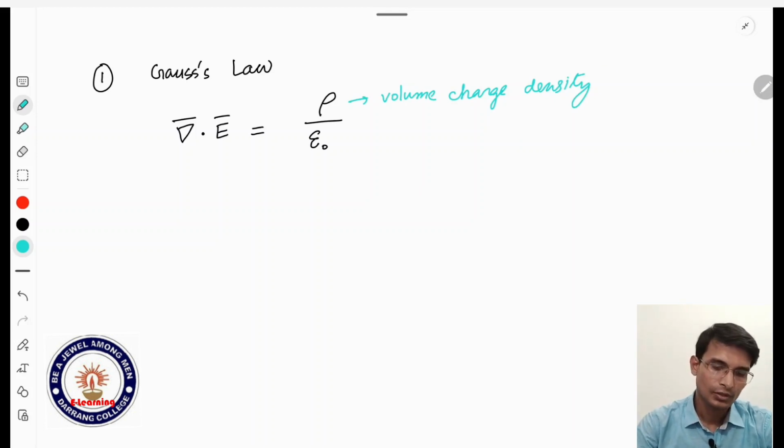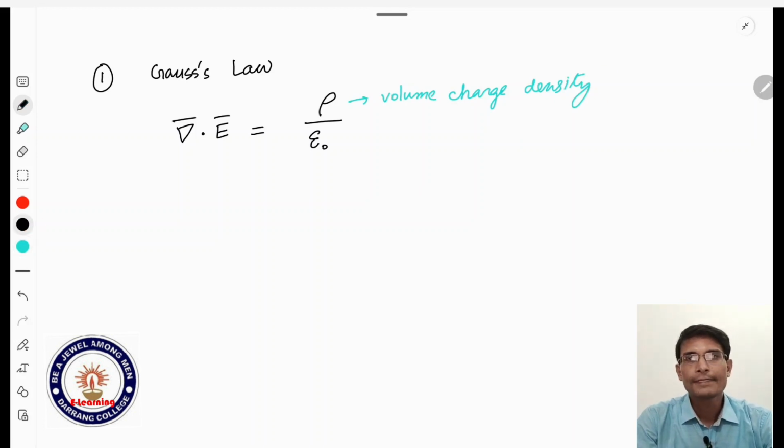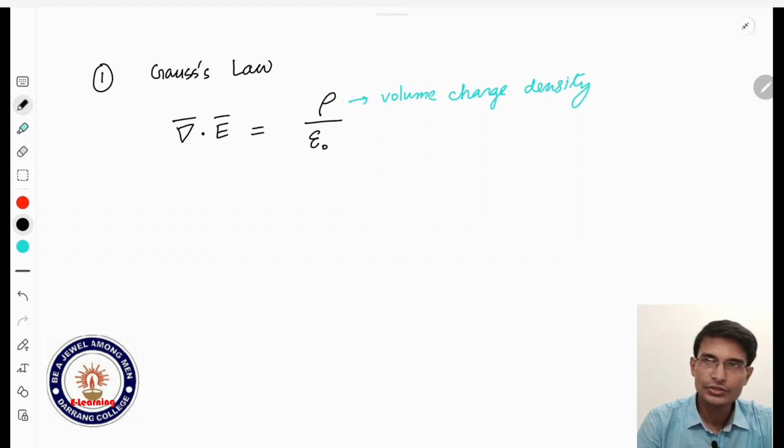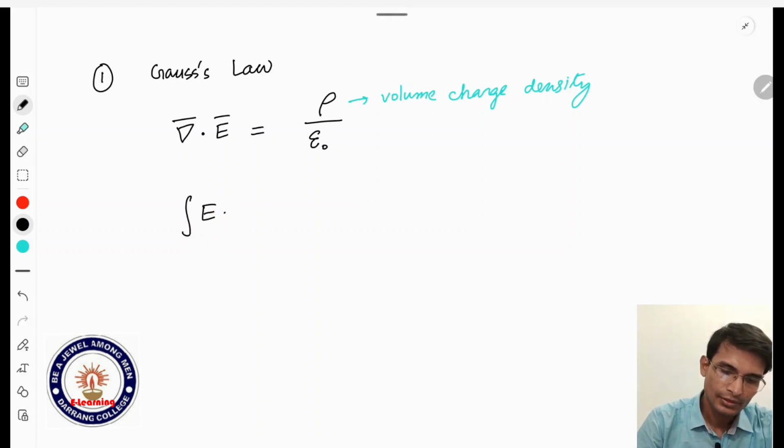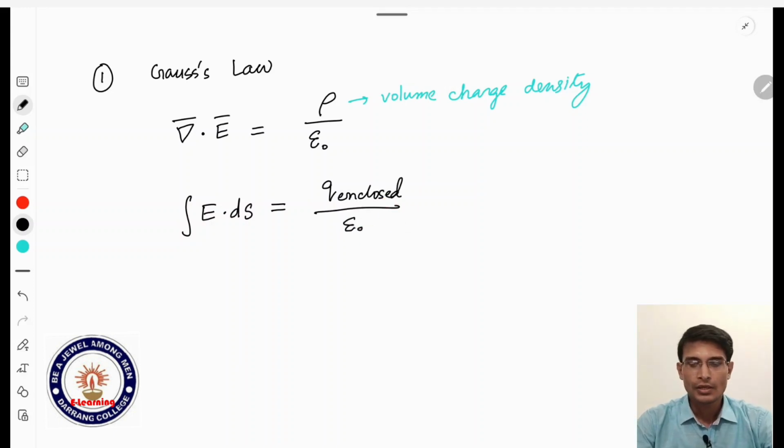But all of you know about the Gauss's law in its integral form, which is E dot dS is equal to q enclosed by epsilon naught, where q enclosed is the charge enclosed by the closed surface.